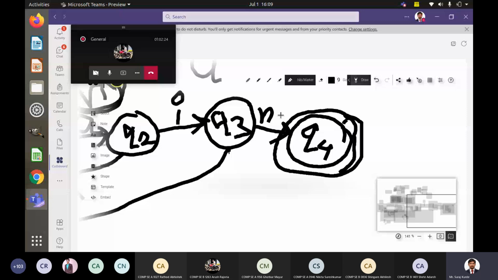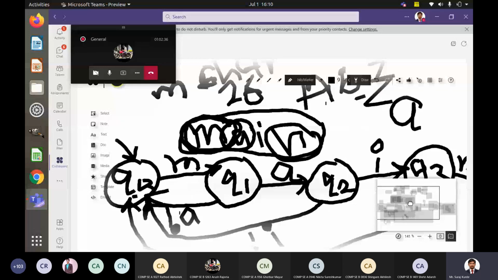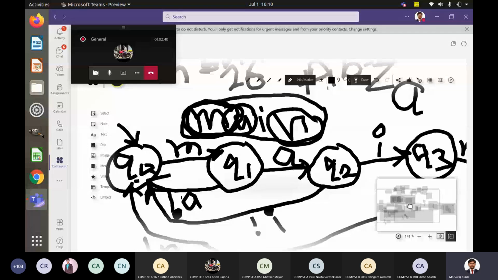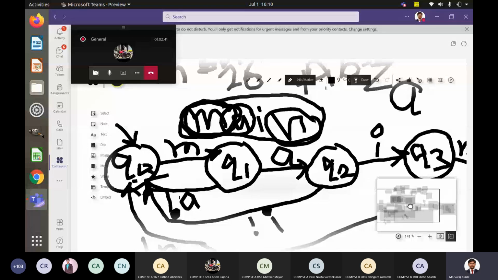And all these states. Now here Q4 is called a final state. Q1, Q2 and Q3, these three states are called intermediate states. And Q0, the first state, is called an initial state or start state.